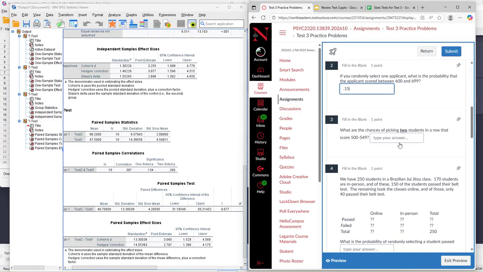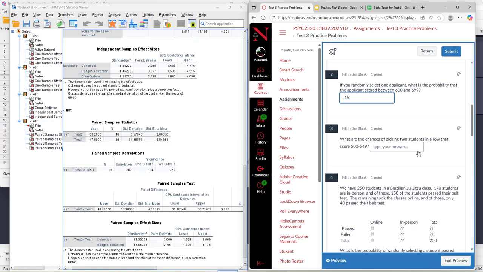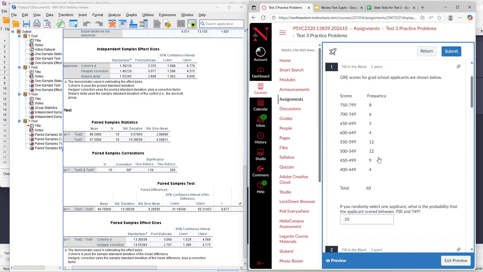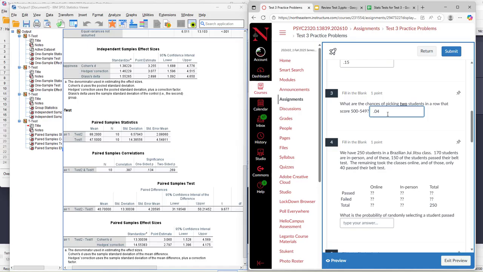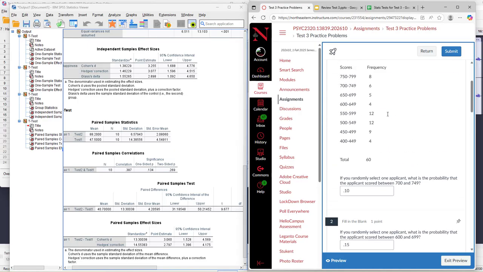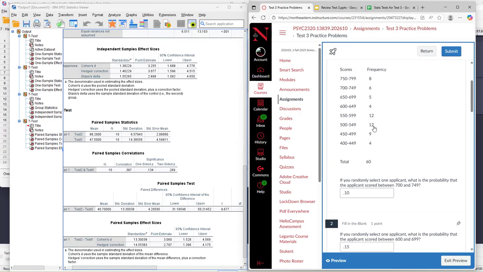What are the chances of picking 2 students in a row from 500 to 549? So it's 12. So 12 divided by 60 is 0.20. You take 0.20 times 0.20 to get that number, and it's 0.04. Again, you just take that number, 12 divided by 60 gives you 0.20. And to do it twice in a row, that's the multiplication rule. You take that 0.20 times 0.20 and you get 0.04.